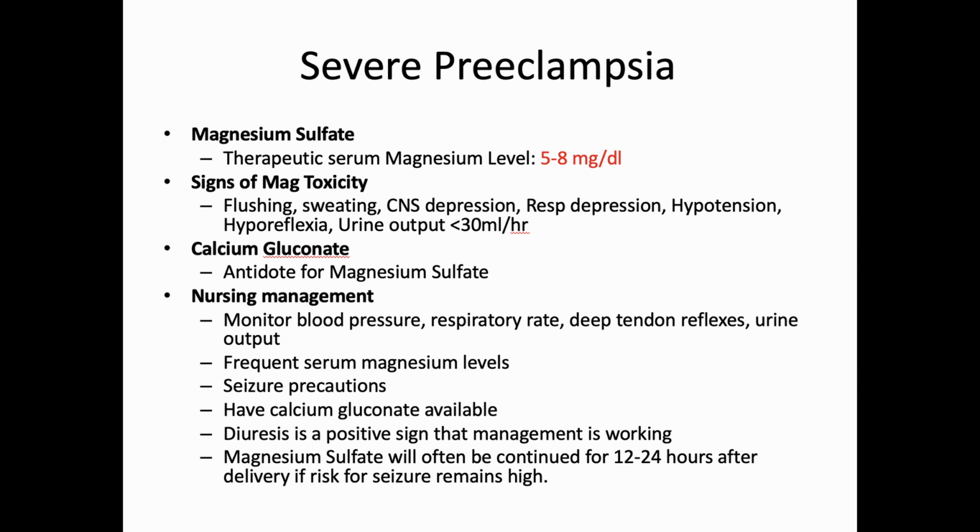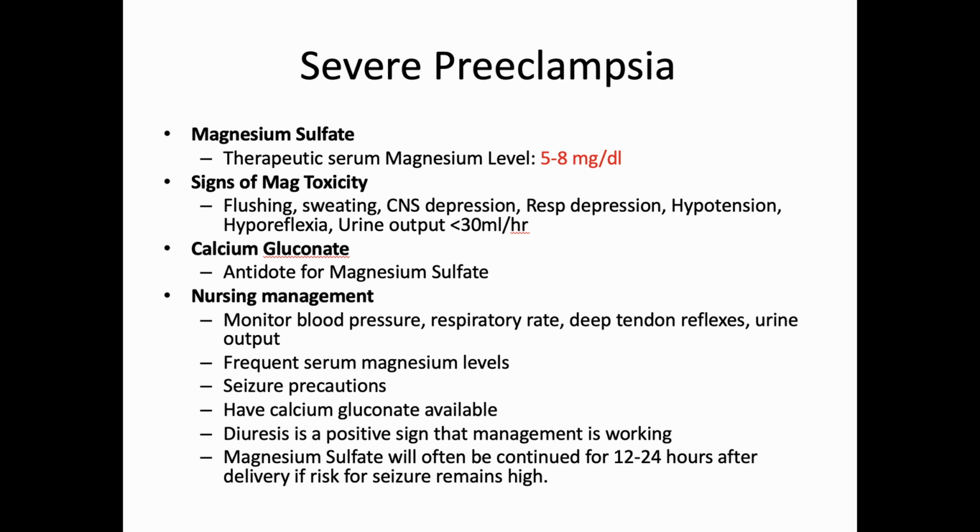Diuresis would be a positive sign that things are working, right? So it would be a sign that if their urine output is increasing, this is going well. A lot of times if the patient is on magnesium sulfate during labor, they then continue it for another 12 to 24 hours in the postpartum. So they deliver and then we put them in the recovery room for a day and they'll be on magnesium continued just to make sure that it's really controlled.